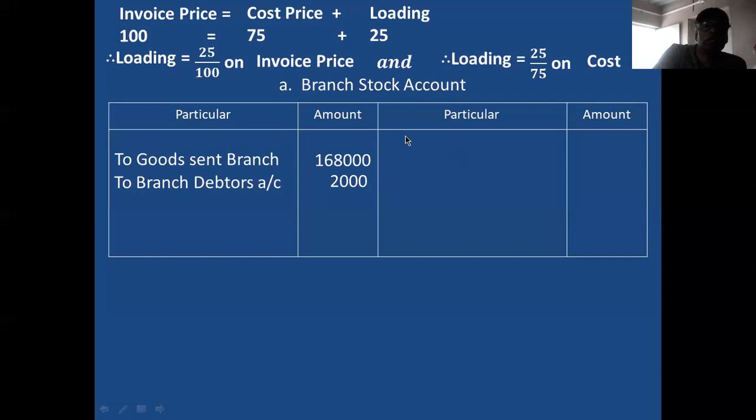And next is credit side. 3 items completed on the debit side, because the first item, opening stock, is not there in the problem. So second item, goods sent to branch. Third item, branch debtors account, sales return. 3 items completed.